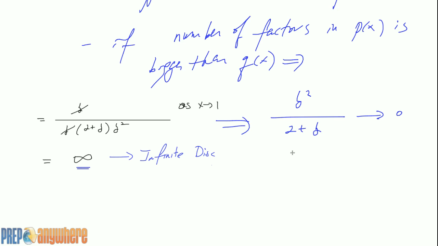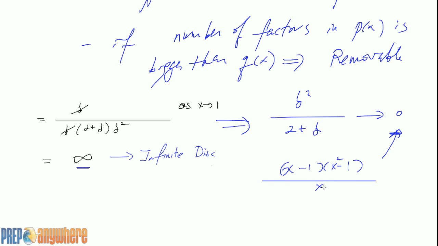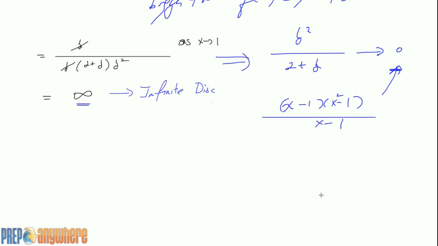So it does approach a number. It's still going to be removable. But the funny thing is, it's always going to approach 0. Let me show you an example. What if I had x minus 1 times x minus 1, or x squared minus 1, all over x minus 1? This is clearly undefined at x equals 1.